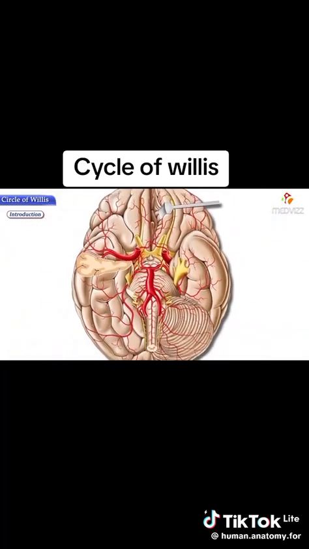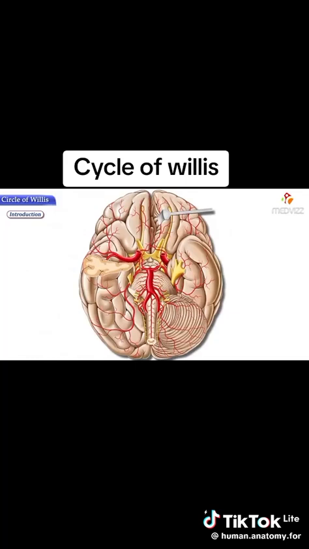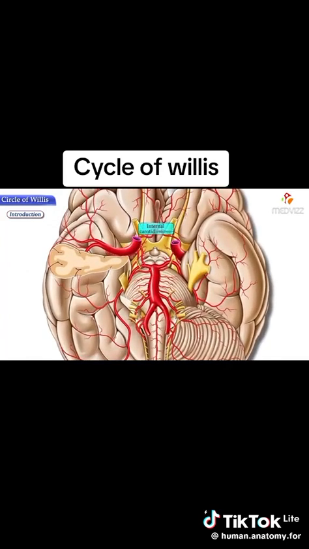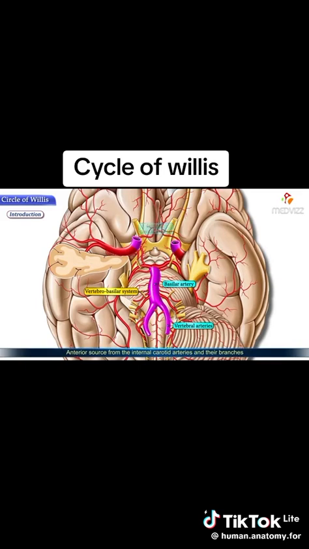The circle of Willis, or circulus arteriosus, is formed by two interconnecting arterial sources, the internal carotid arteries and the vertebro-basilar system, which is formed by two vertebral arteries and the basilar artery. This anastomosis is in an anterior-posterior order, with the anterior source from the internal carotid arteries and their branches, and the posterior source from the vertebral arteries, basilar artery, and their tributaries.